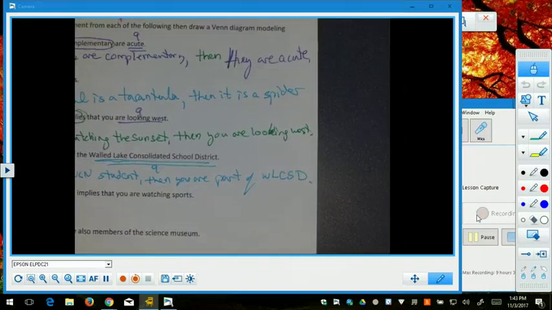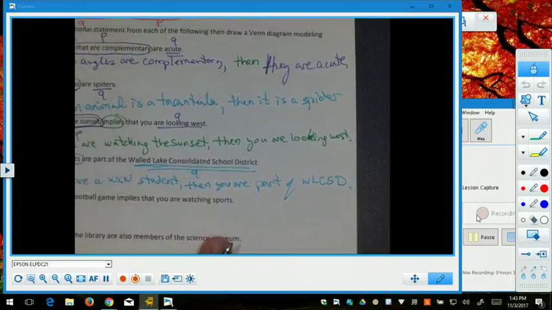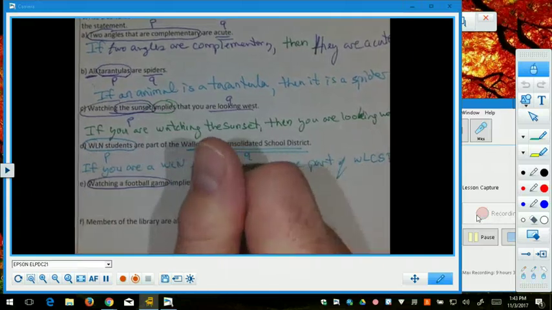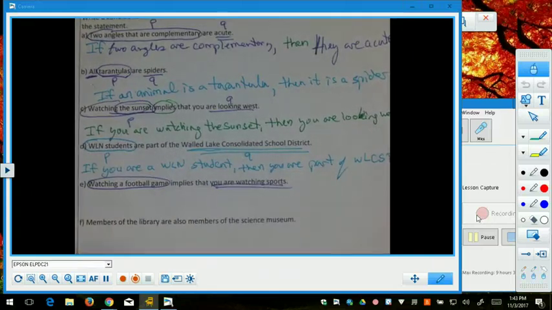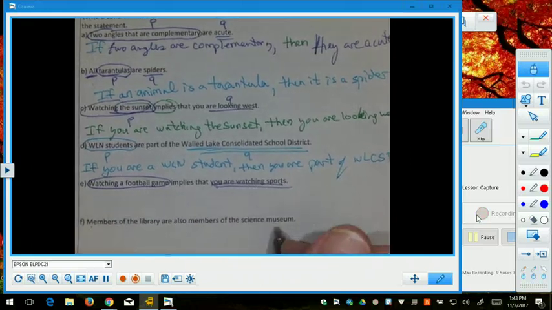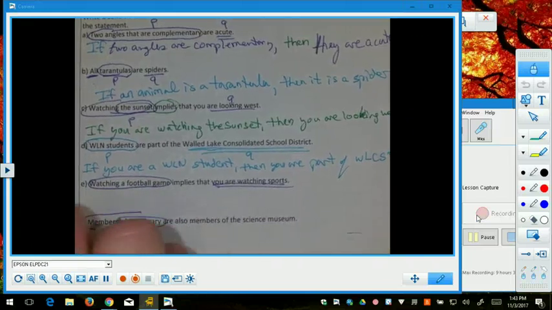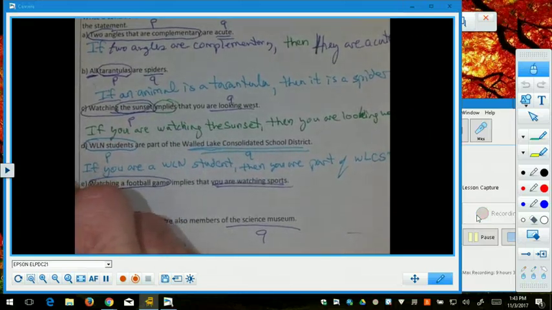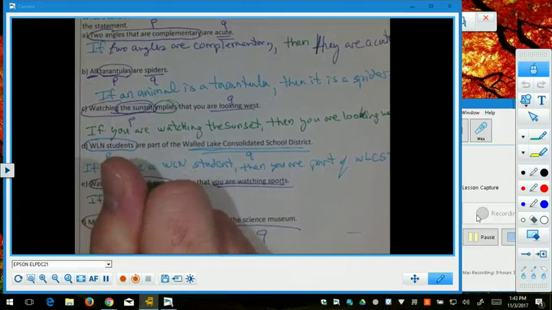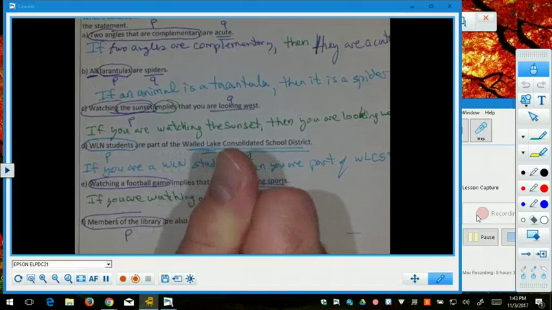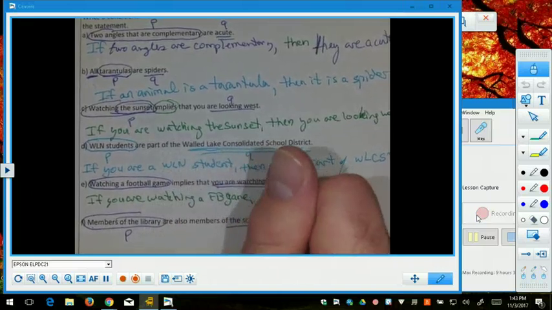Try letters E and F. You've already identified what you think P and Q are. P is watching the football game. Watching sports is the conclusion. The hypothesis for members of the library and science museum: members of the library is P. Science museum is Q. So you should have, if you are watching a football game, then you are watching sports.